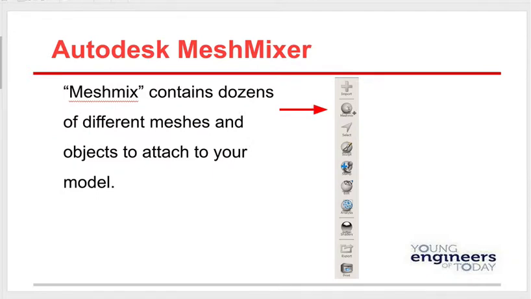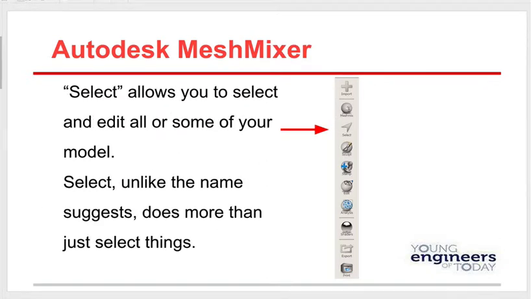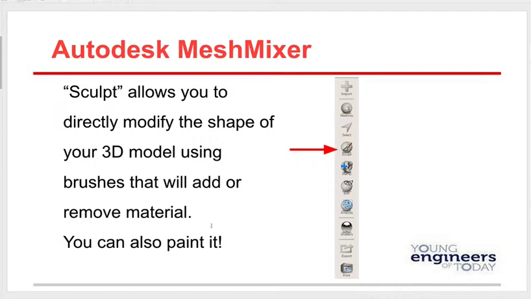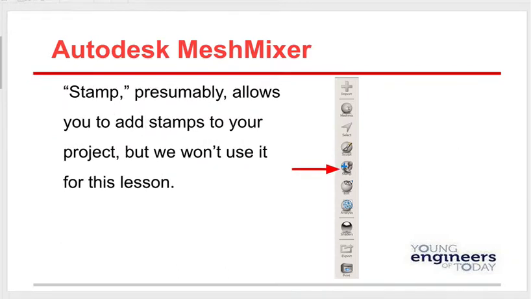Meshmixer contains dozens of different meshes and objects that you can attach to your model. This will allow you to edit some or all of your models. Select, unlike the name suggests, does more than just select things. We'll get to all that in a minute. Sculpt allows you to modify directly, so you can use brushes to add or remove material. You can also paint it, though the painting we've had mixed results with so far. And honestly, with our 3D printers, you're not going to be able to paint them anyway.